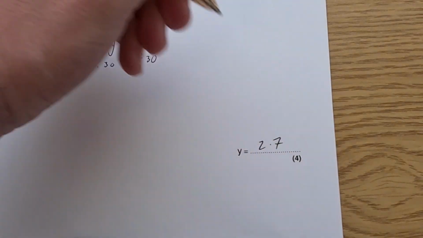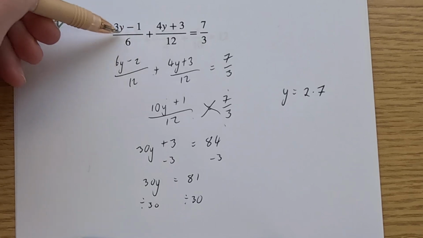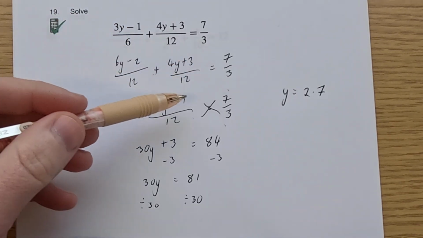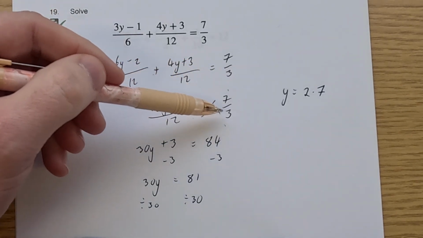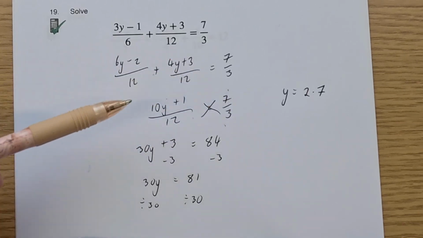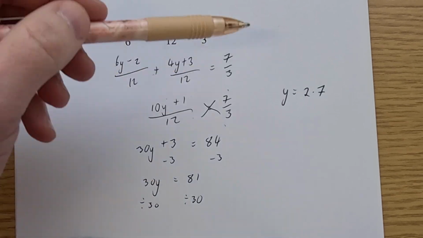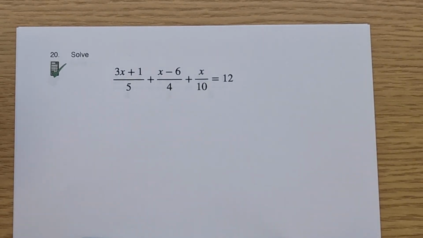So y is equal to 2.7, and that's it. So just to recap that question, we doubled both the numerator and denominator of that first fraction. We then had two fractions with 12 on the denominator, so we added the numerators. That gave us (10y plus 1) over 12, and that equals 7/3. I used cross multiplication, and that gave me 30y plus 3 equals 84. And then just solve that by taking away 3 from both sides, and then dividing both sides by 30, and that's it.